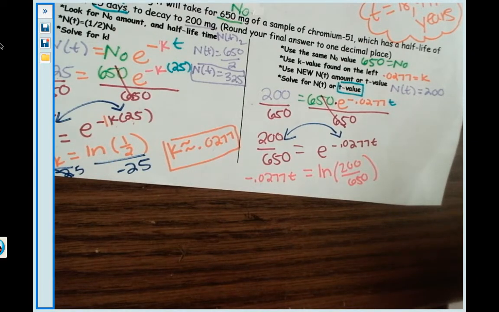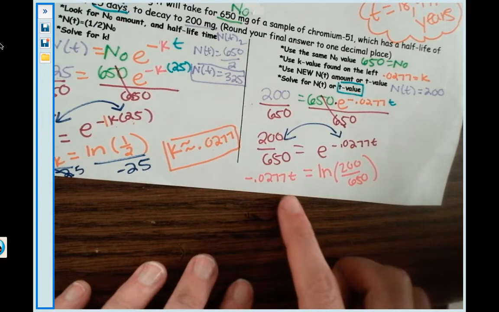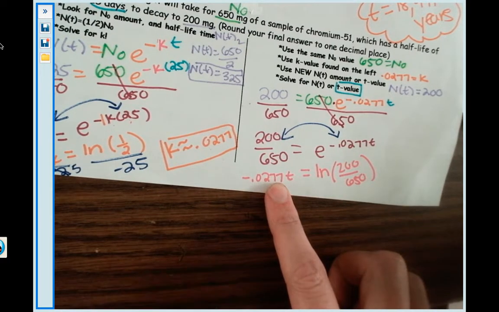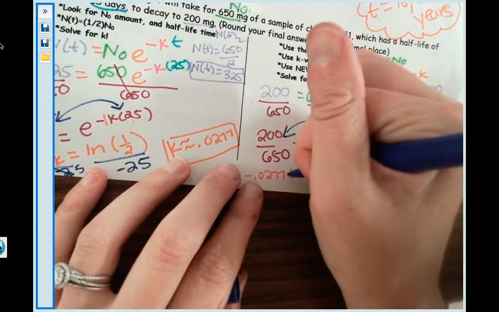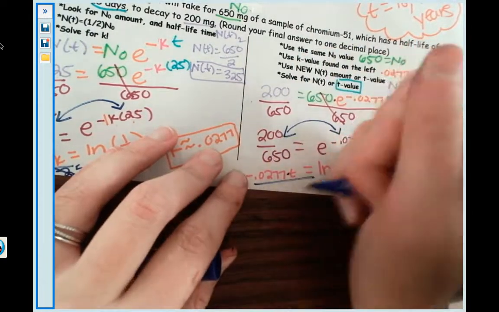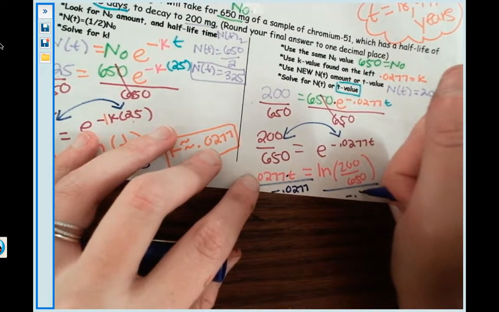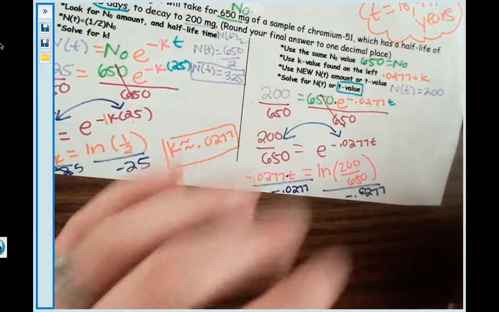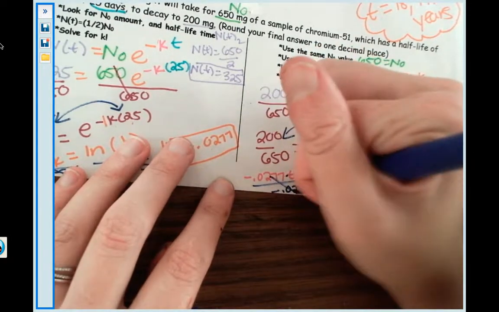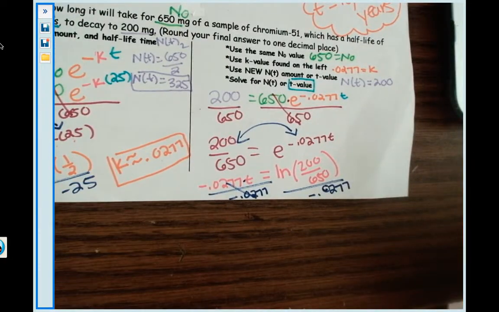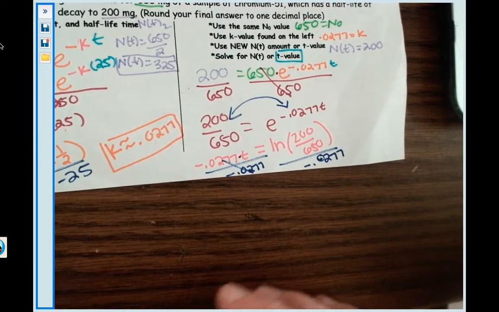We just have to solve for t and crunch some numbers in our calculator, and we'll be done. The way we move this negative 0.0277 to the other side is by dividing, since we are secretly multiplying right here. So I'm going to divide both sides by negative 0.0277, and it will cancel out on this side. So let's solve for t, which says to round your final answer to 1 decimal place.